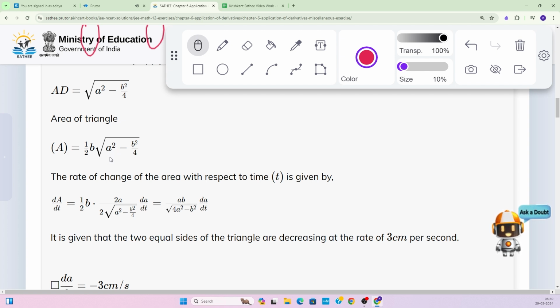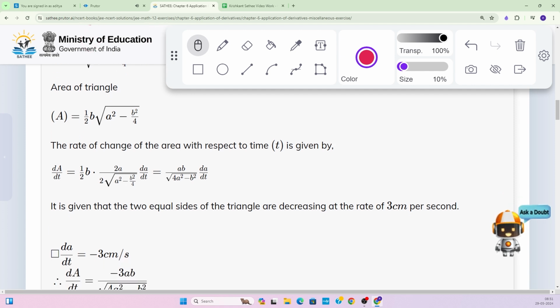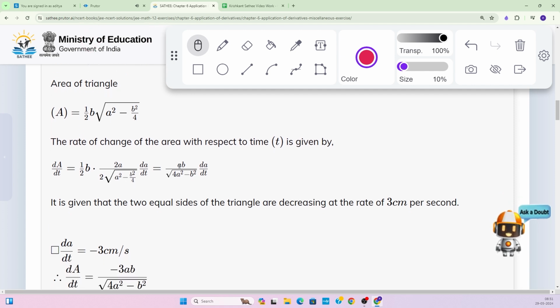We have to find this derivative with respect to time. This means 1 by 2 root A square minus B square by 4. Now multiply with the inside derivative, which will be 2 times A multiplied with dA by dt. As you can see, after simplifying you will get this as your expression: AB divided by root of 4A square minus B square multiplied with dA by dt.